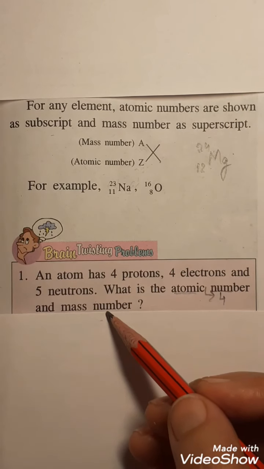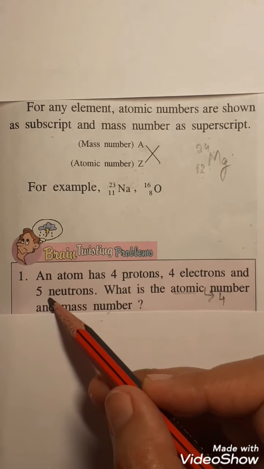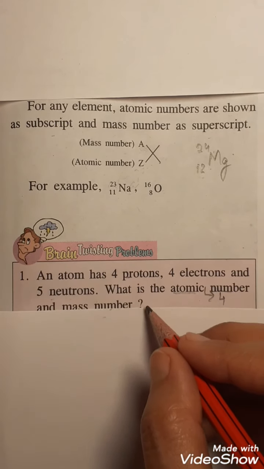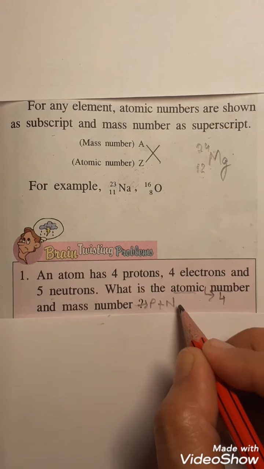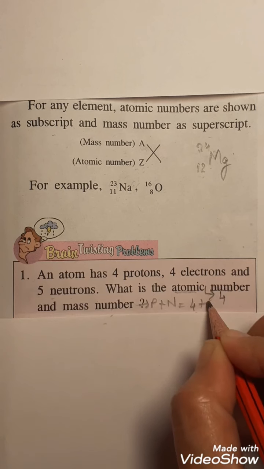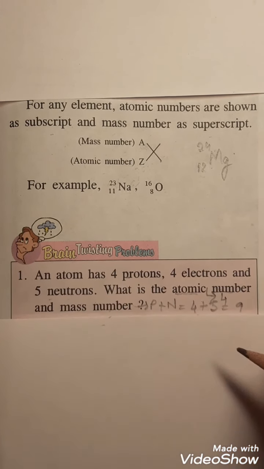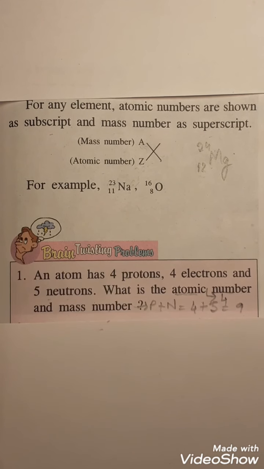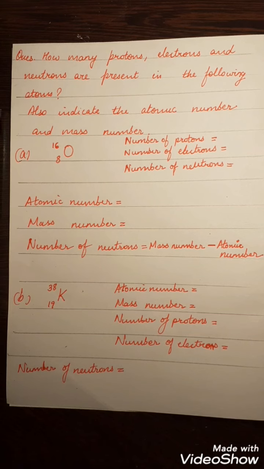And what is the mass number? Mass number is the sum of number of protons plus number of the neutrons. So, mass number is protons plus neutrons, which is 4 plus 5. That is 9 mass number. 9 is the mass number for this atom. Okay children? Let's solve few questions based on atomic number and mass number.